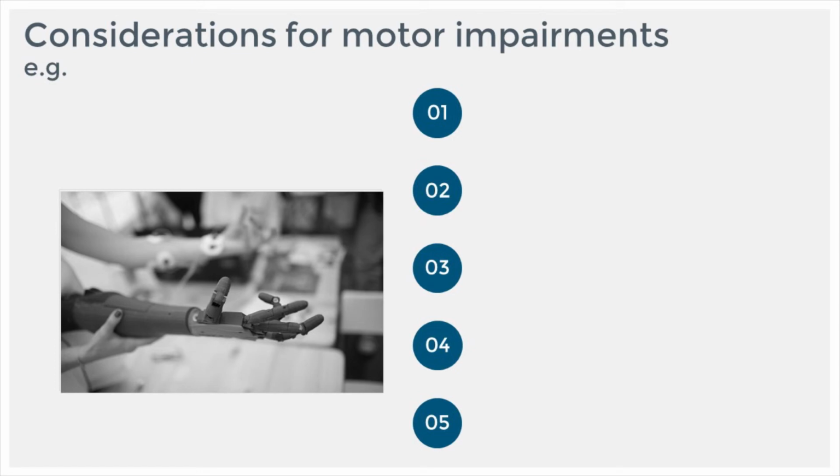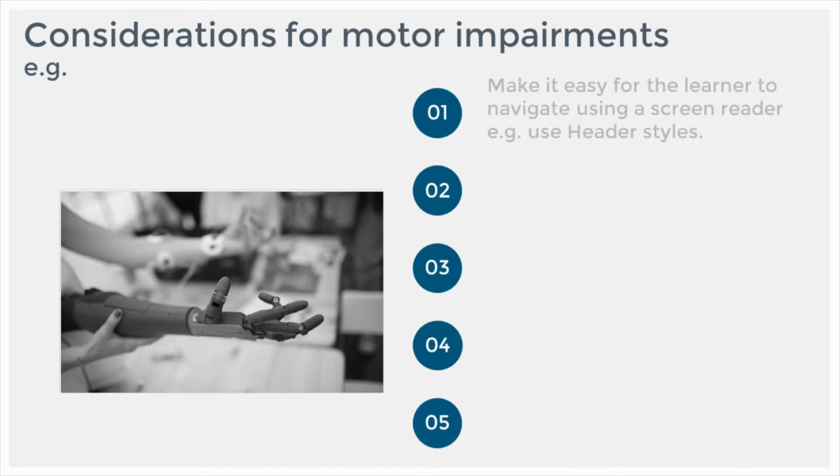Now we'll move on to motor impairments. Before we start, one thing which is very important to understand when thinking of learners who don't use a mouse is that many of them will use a screen reader to navigate through your e-learning resource. So the first standard requires that you make it easy for the learner to navigate using a screen reader, for example by using header styles.